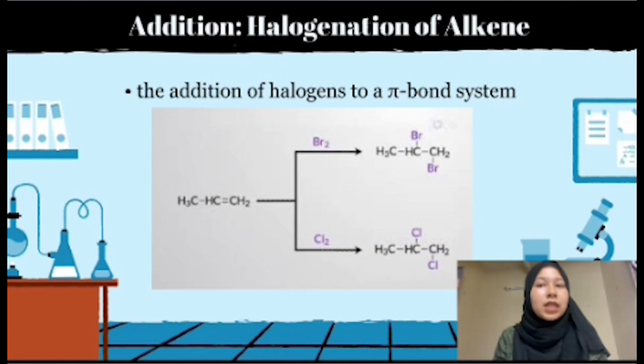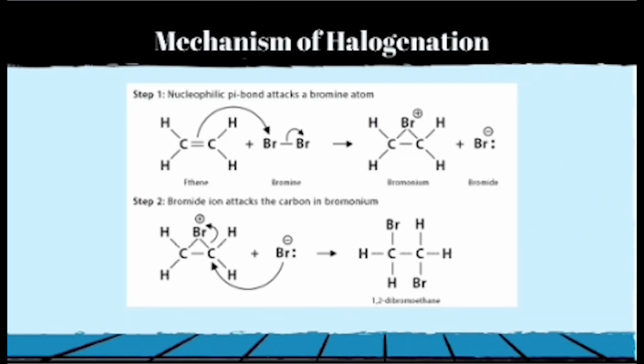As you can see in the diagram, the example given is propene reacts with bromine gas to produce dibromopropane, while propene reacts with chlorine gas to produce dichloropropane. These are the steps of this reaction. Step 1, the nucleophilic pi bond attacks a bromine atom to form bromonium and bromide. And step 2, the bromide ion attacks the carbon in bromonium and forms 1,2-dibromoethane.